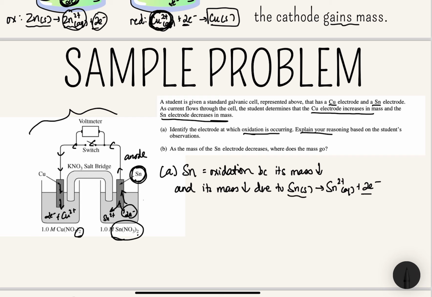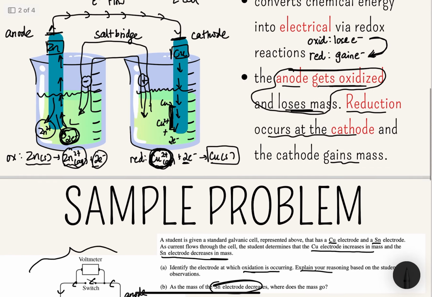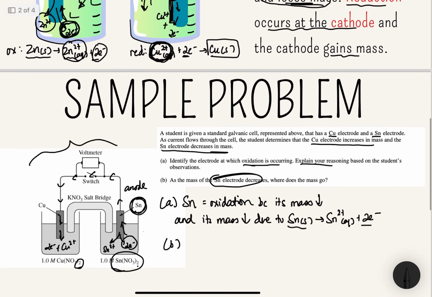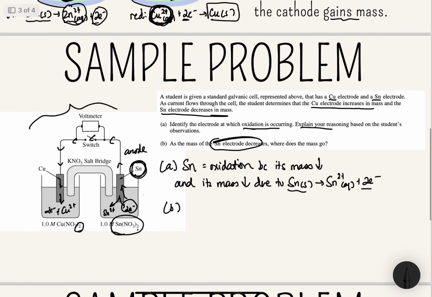Okay, good. So in part B, as the mass of the tin decreases, where did it go? Well, again, look at my diagram, and I also illustrated it up here in our generic sample. The mass of it is going into the aqueous solution, right? Because the tin is being oxidized and all of those products are going in here. They're going into the beaker.